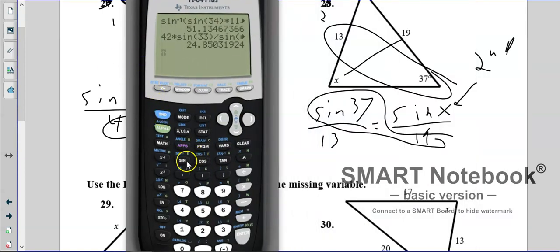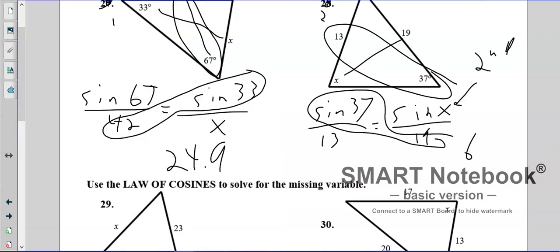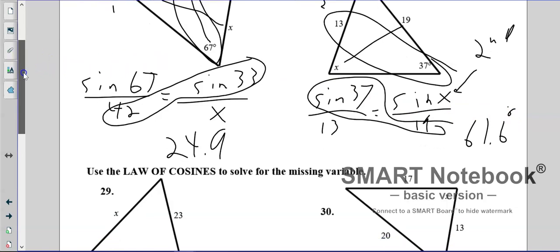So second sine. Also remember, don't just put 37. Do sine of 37. Close parentheses. Times 19. Divided by 13. And you get 61.59, so 61.6 degrees. If you're supposed to round to the nearest whole number, that would be 62 degrees, depending on your directions.